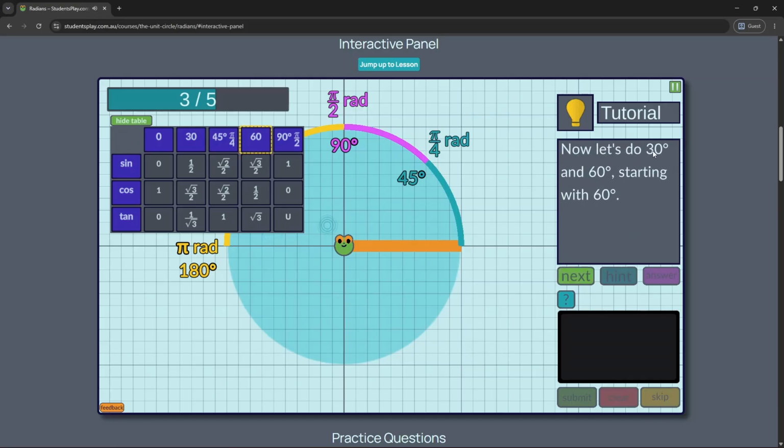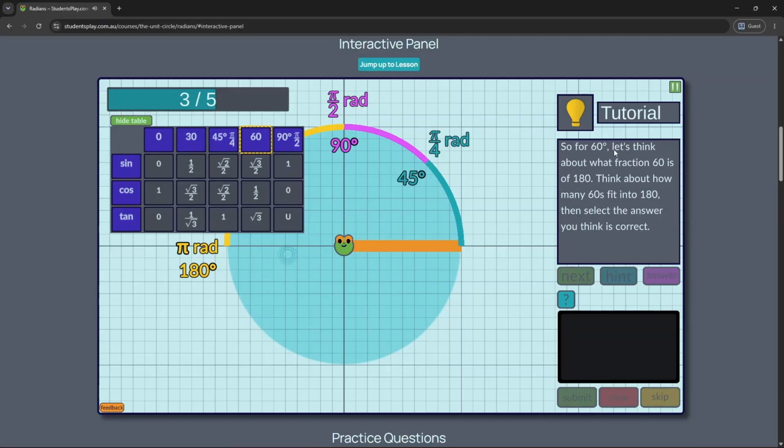Now let's do 30 degrees and 60 degrees, starting with 60 degrees. As you can see from pi on 2 and pi on 4, it's helpful to think of these angles as fractions of pi. Because 90 degrees is half of 180, it makes sense that 90 degrees is pi on 2 radians. And 45 degrees is half of that, or 1/4 of 180, so it makes sense that 45 degrees is pi on 4 radians.